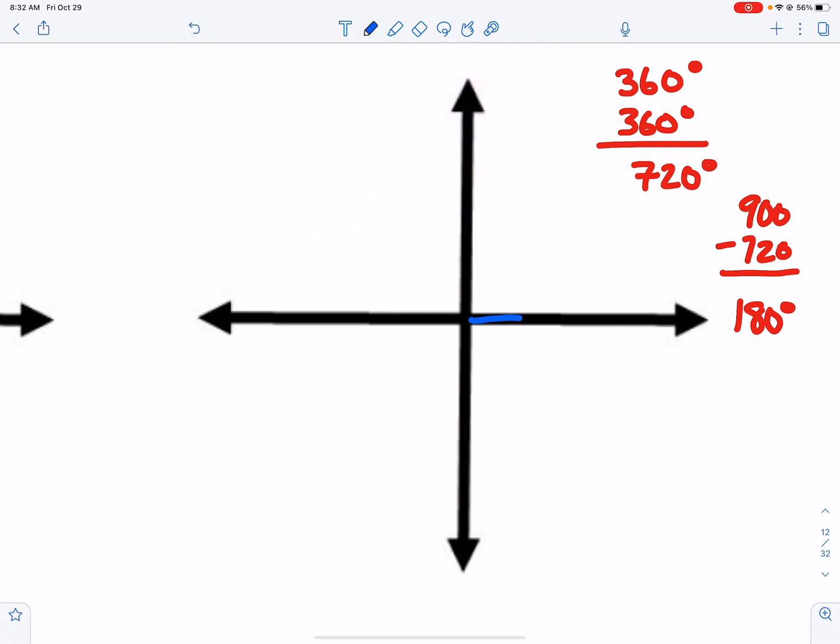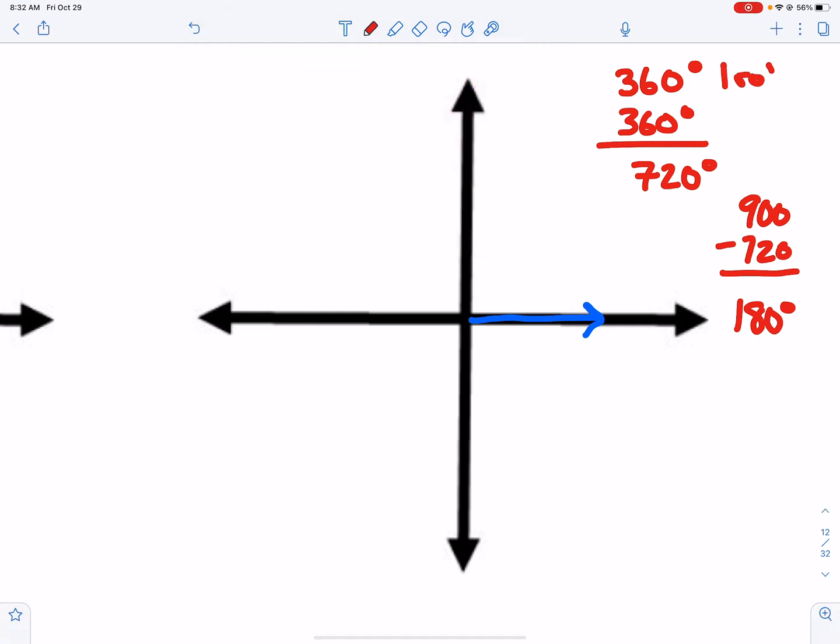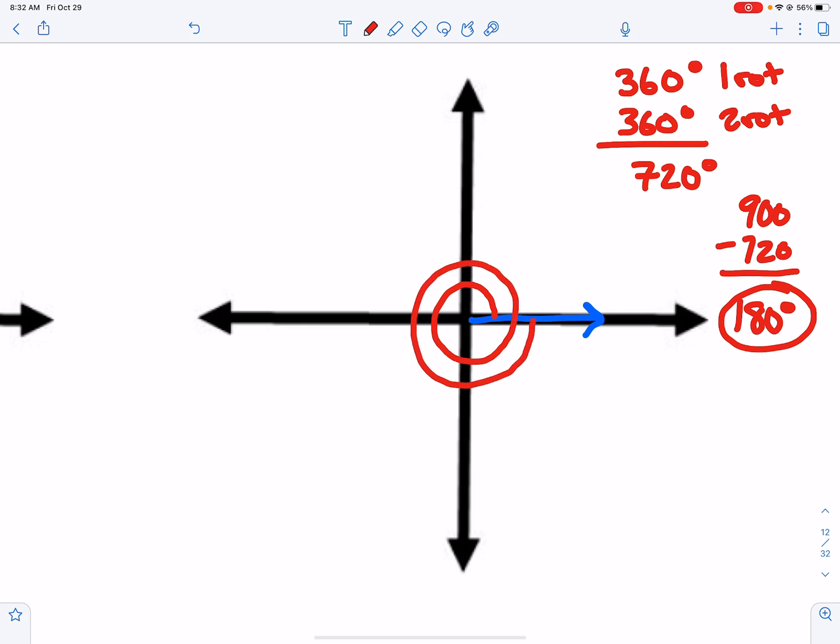It was positive, so you still have your standard position, but you need to go one rotation, two rotations, and then another 180 degrees after that. So that's how we need to draw our angle. I'm going to go one full rotation around and another full rotation around, and then I've got to go 180 degrees. So it's going to actually look like a 180 degree angle, but then your lines that look kind of like a snail show that this is truly a 900 degree angle.